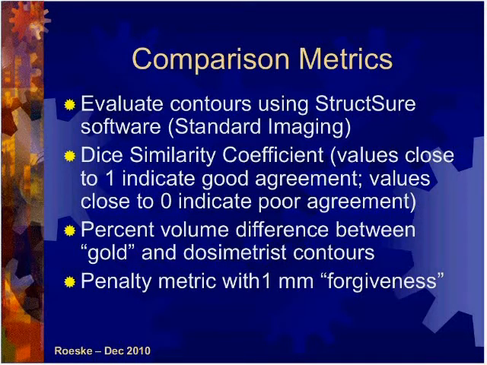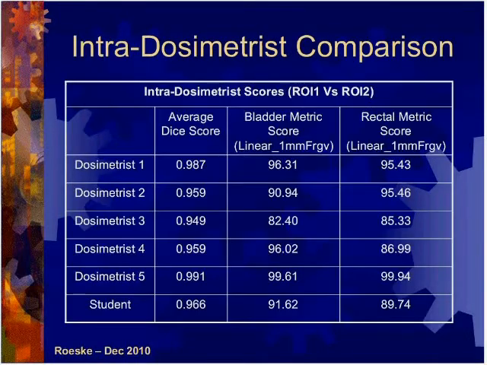You can also look at the percent volume difference between the gold and the individual contours, and also different penalty functions. The one that we looked at was a penalty with a 1 millimeter forgiveness value. So here are the results of our intra-dosimetrist comparison. This is just them contouring the same CT scan and repeating it a week later without looking at what they did.